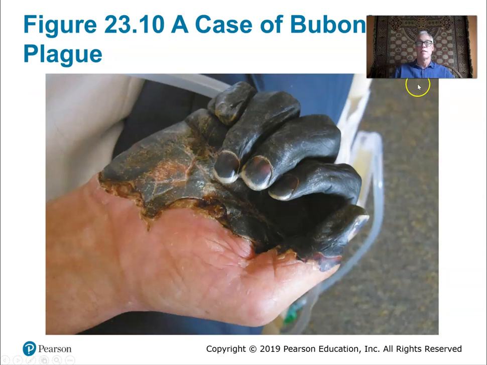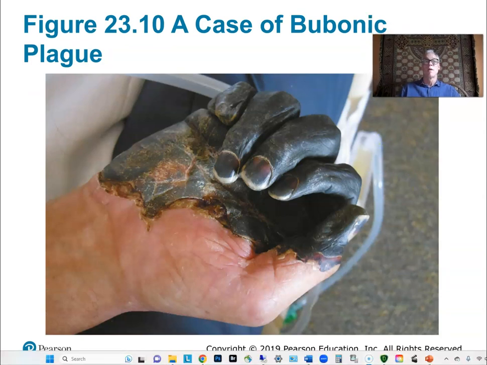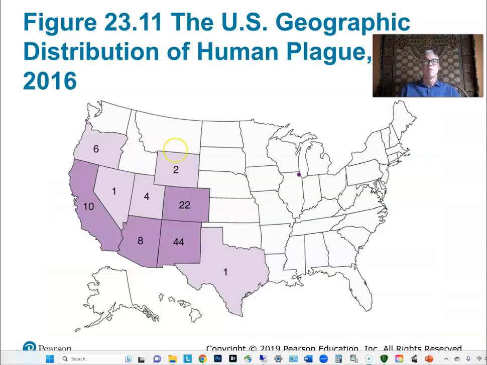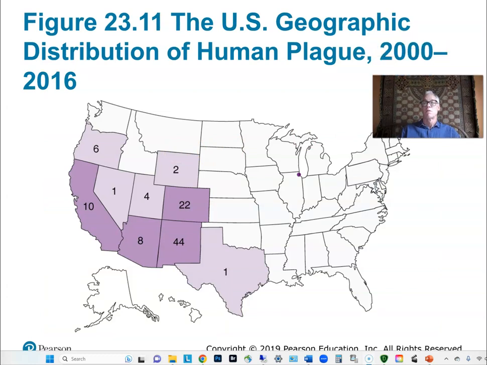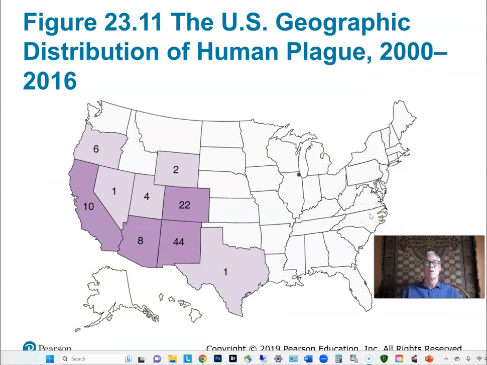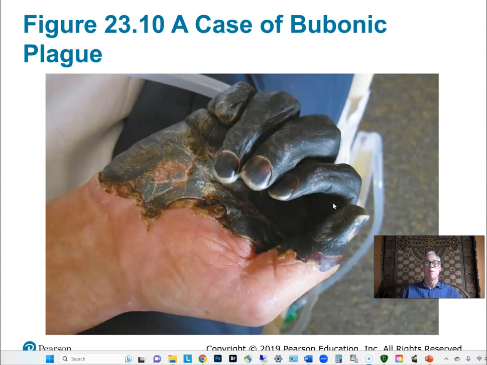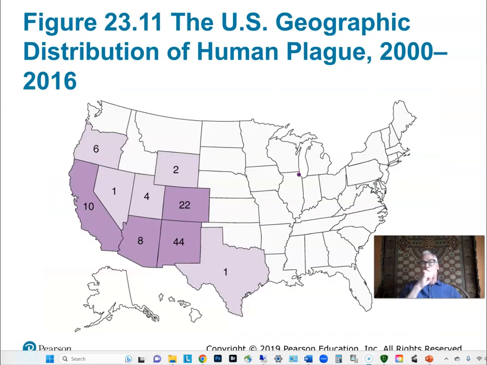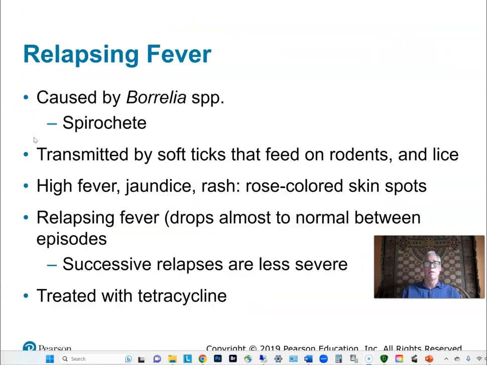Antibiotics can be used prophylactically. There's a picture of bubonic plague where the tissue is dying from this massive amount of bacteria that's growing in there and just killing the tissue. It's one of the reasons probably it's called the Black Plague or Black Death. So it's endemic in the United States. Not a lot of cases, luckily. From over a 16-year period, you can see how many cases were reported. Still 0 would be better.